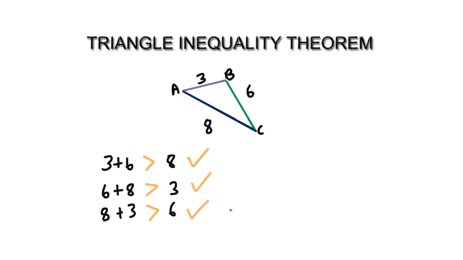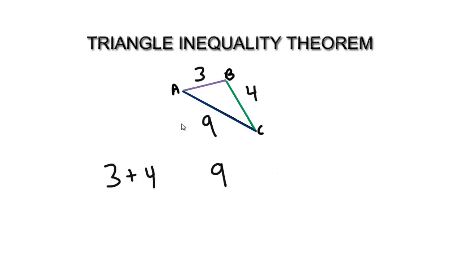So if all three scenarios check out, then we know that this is a legitimate triangle, meaning it's possible to make a triangle with side lengths 3, 6, and 8. And that's because of the triangle inequality theorem.